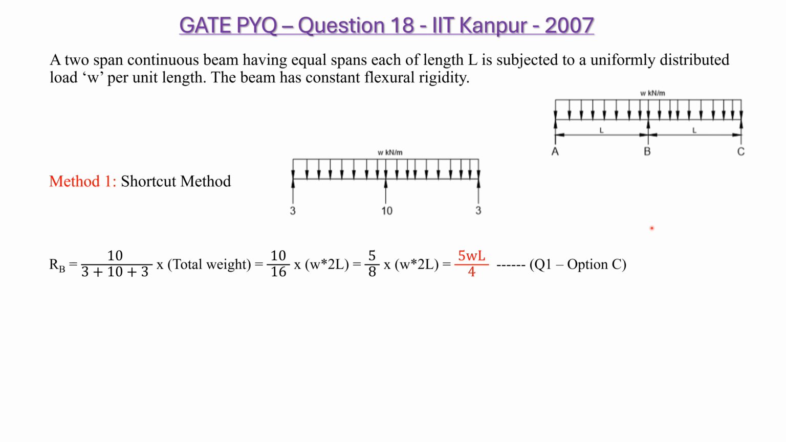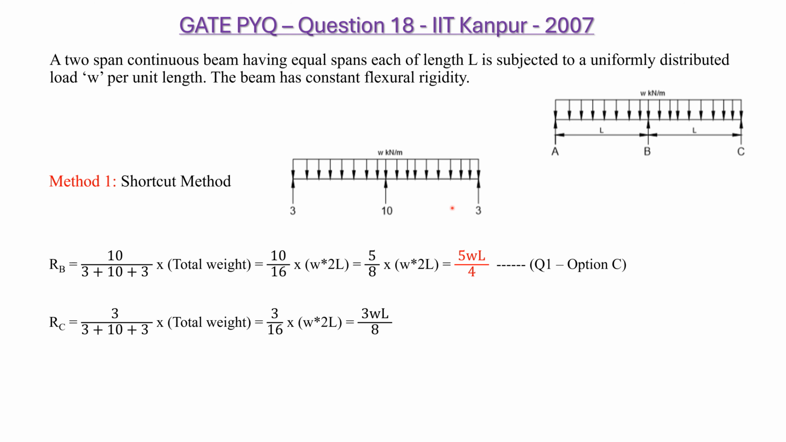Now to solve second question, we need to find reaction of this one, because it is asked that we need to find bending moment at this location. Therefore, we will need this reaction here. In order to find RC, I'll just simply apply the same method again, because I know that reaction at C is having proportion 3 out of all these proportions. That is going to be equal to 3 divided by 3 plus 10 plus 3 into total applied weight. Therefore, it is going to be 3 by 16 into W into 2L, that will be equal to 3WL by 8. So this is our reaction at C.